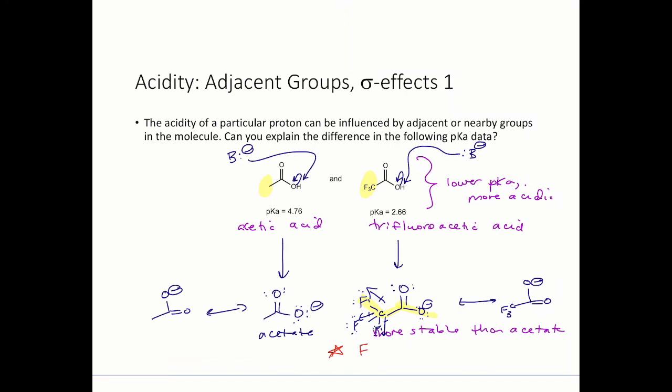Fluorine, it's called an inductive effect. It inductively means through the sigma bonds, through the sigma framework, it shares the electrons by polarizing electrons towards itself through the sigma bonds, right? It's a very electronegative atom. And thus it stabilizes the conjugate base. And remember our mantra, a more stable conjugate base results in a stronger acid.